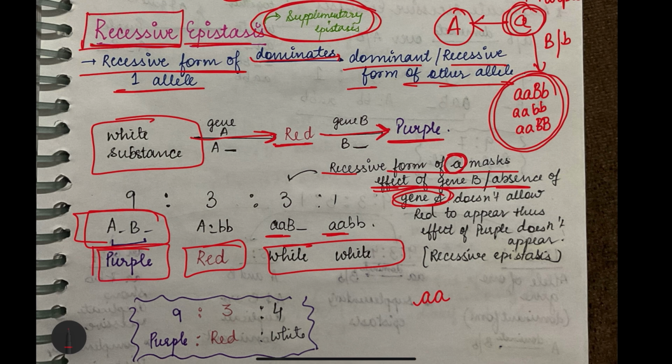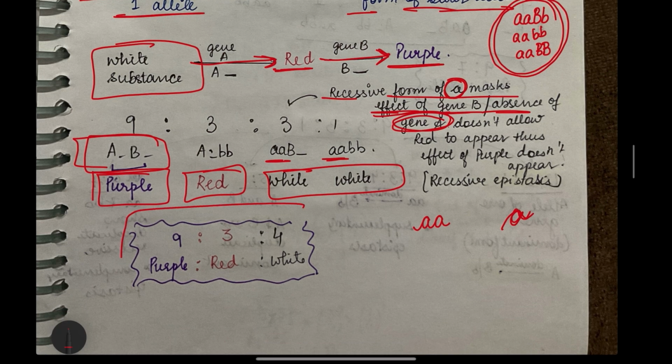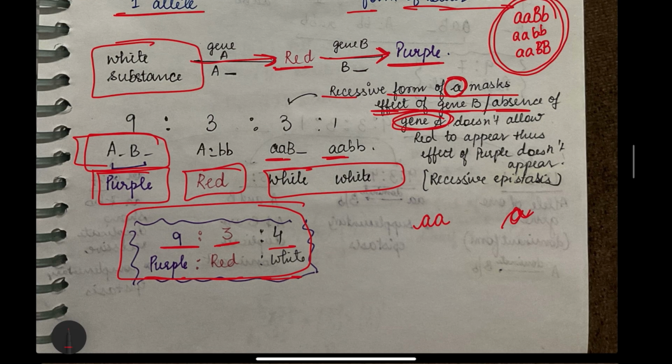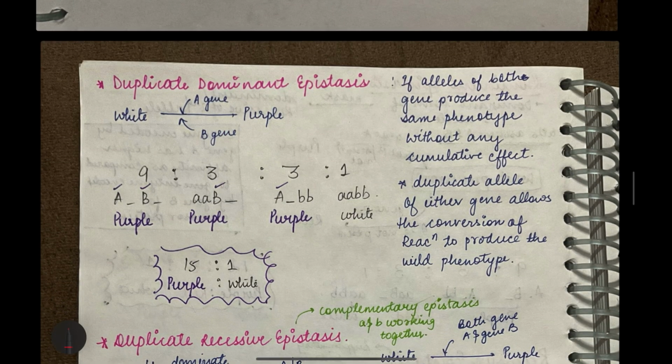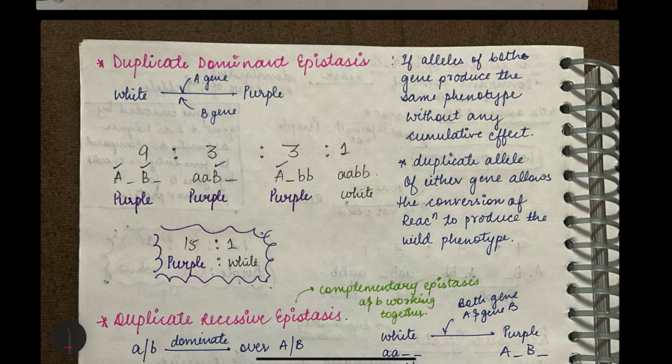Basically, you have to learn that recessive epistasis means the recessive form of one gene masks the expression of the dominant, recessive or heterozygous form of the other gene. So we get up to this ratio, 9:3:4. Purple 9, red 3, white 4. I know the topic might be getting a bit difficult for you, but this is what it is. You'll have to learn the topic or revise it 2-3 times, then you will get to understand. For once, it was difficult for me too.